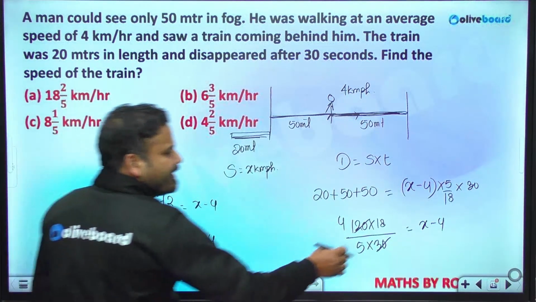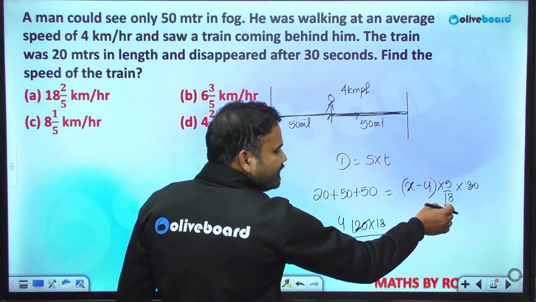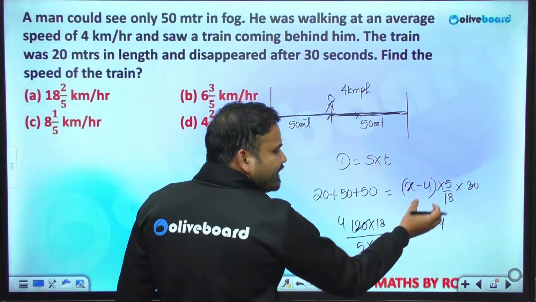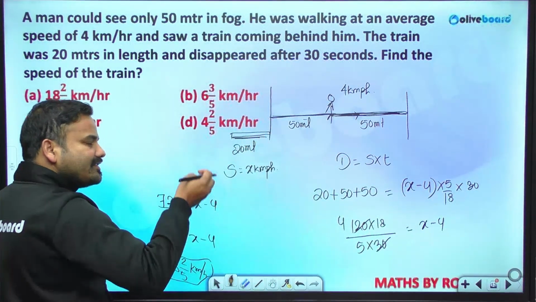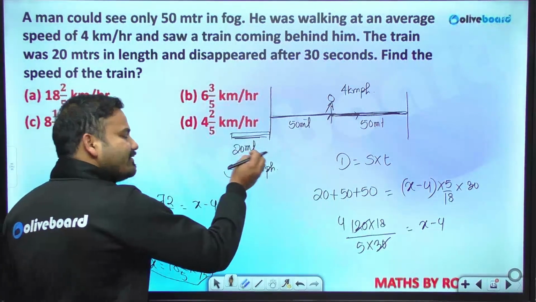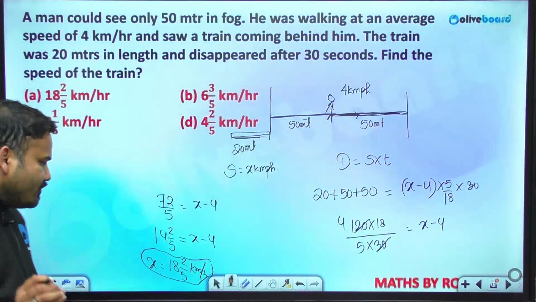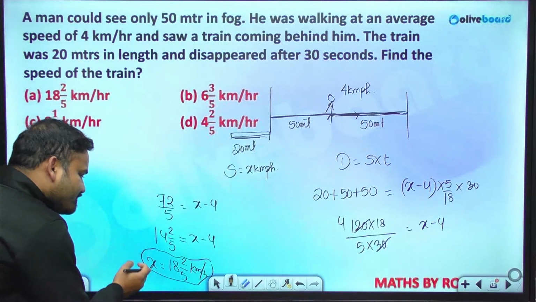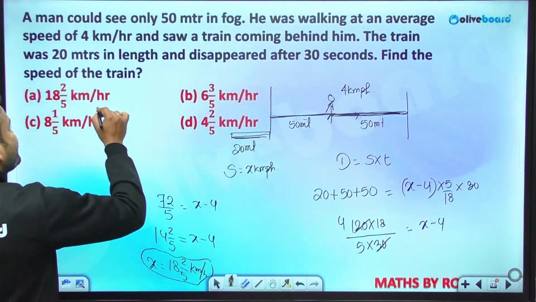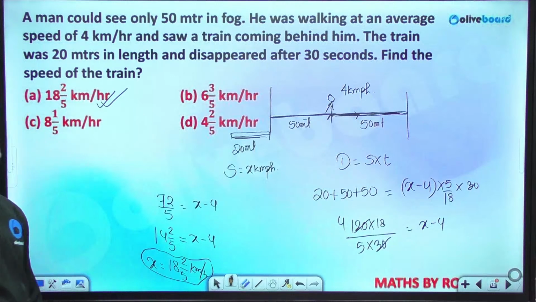If I'm multiplying this by 5 by 18, this entire thing is getting converted into meter per second, but the speed of x will be the same as what I have considered. So I'm calculating x, I'm not calculating x into 5 by 18. So the value of x will be 18 2 by 5. Hence we can say the train speed is 18 2 by 5 km per hour.